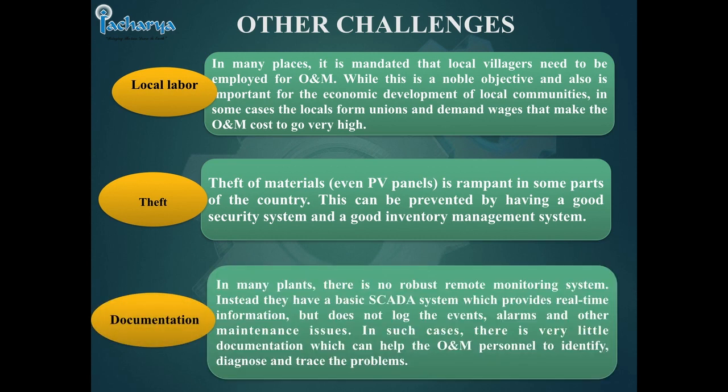Documentation. In many plants, there is no robust remote monitoring system. Instead, they have a basic SCADA system which provides real-time information but does not log the events, alarms, and other maintenance issues. In such cases, there is very little documentation which can help the O&M personnel to identify, diagnose, and trace the problems.